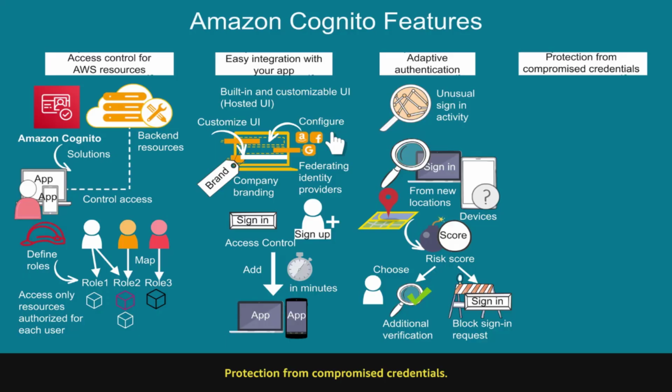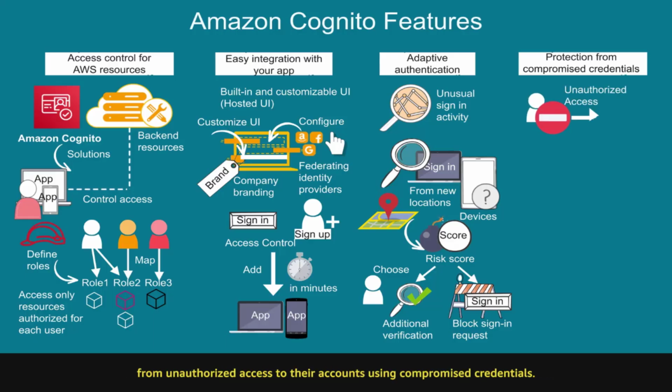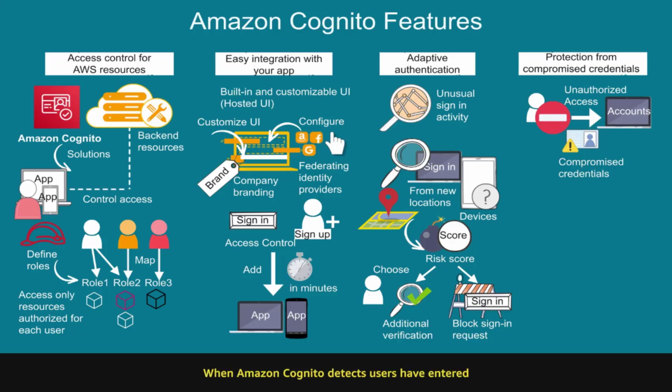Protection from compromised credentials. Advanced security features for Amazon Cognito help protect your application users from unauthorized access to their accounts using compromised credentials. When Amazon Cognito detects users have entered credentials that have been compromised elsewhere, it prompts users to change their password.